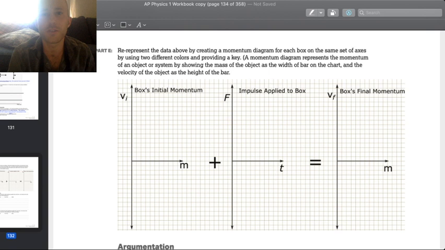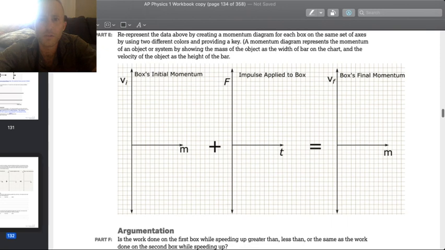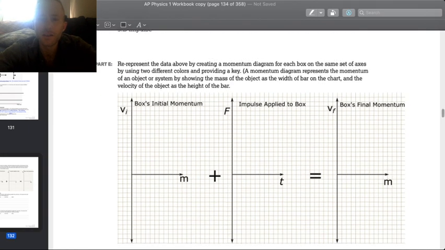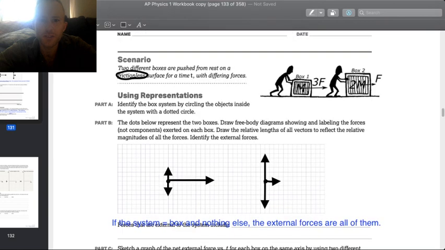Re-represent the data above by creating a momentum diagram for each box on the same set of axes by using 2 different colors and providing a key. A momentum diagram represents a momentum by showing the mass of the object as the width and the velocity. It looks like both boxes are starting at rest, right?